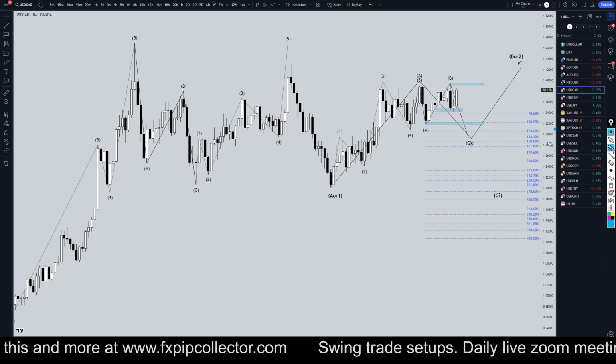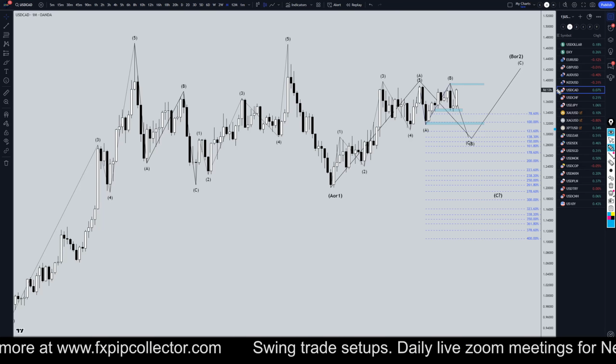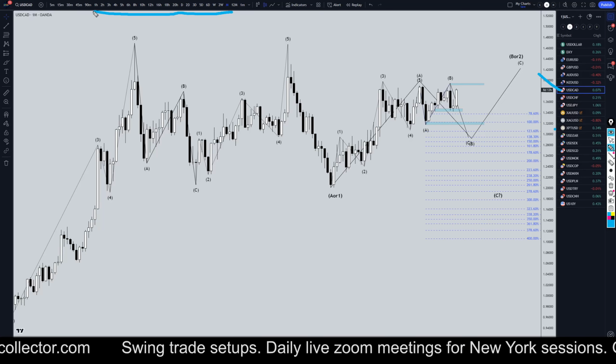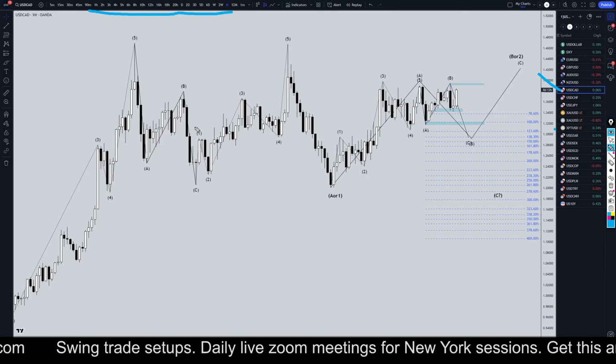Today is Wednesday, October 23rd, and I'm going to be analyzing the US dollar Canadian, starting on the monthly, working my way all the way down to the 1 hour time frame for the full top-down analysis.